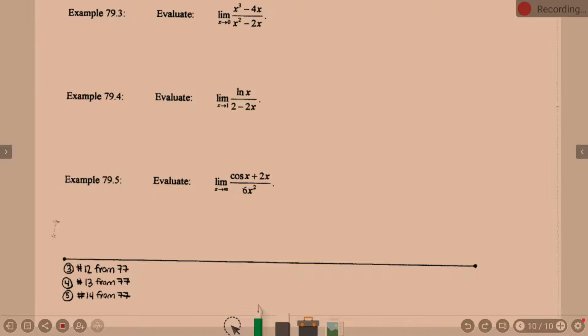Okay, example 3. Evaluate the limit as x approaches 0 of x cubed minus 4x over x squared minus 2x. Thoughts? Well, we have to make sure it's indeterminate. Is this indeterminate? 0 cubed minus 4 times 0 over 0 squared minus 2 times 0. Okay, so you ready to try L'Hopital's then?